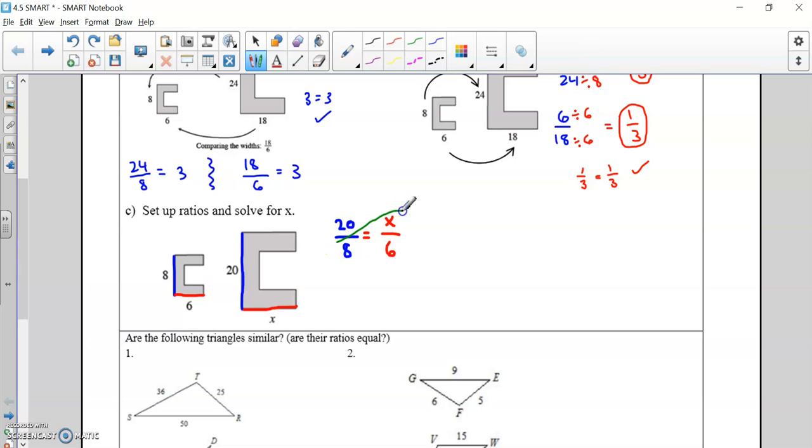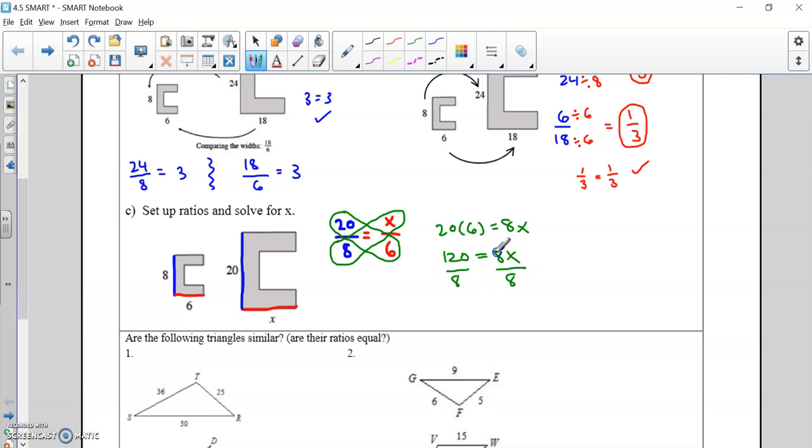We did learn how to do this some lessons ago, and this is the reason we learned that, particularly so that we could do this skill. So when we cross multiply, we multiply the diagonals. 20 times 6 equals 8 times x. 20 times 6 is 120. 8x doesn't change. And now we want to get x by itself.